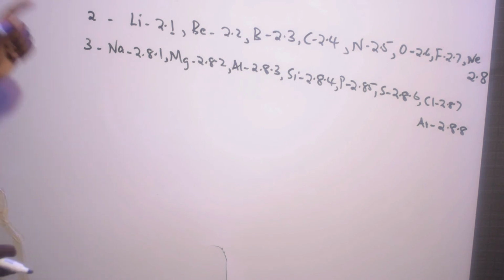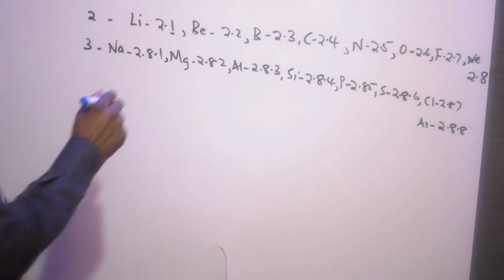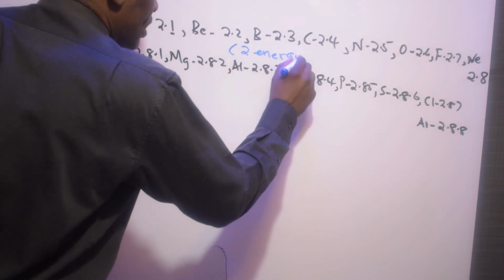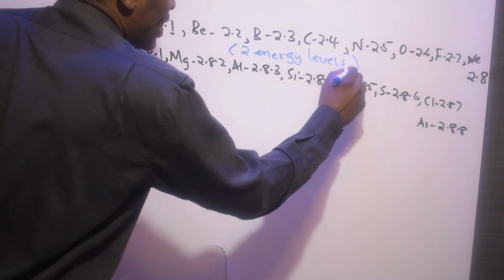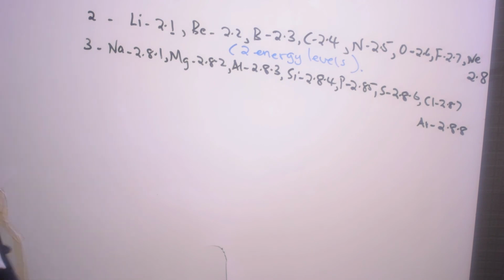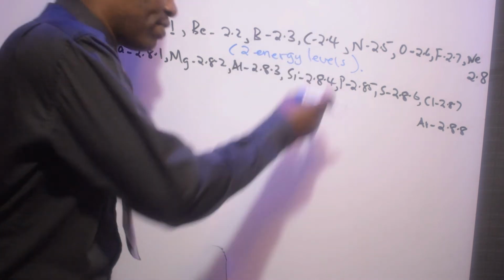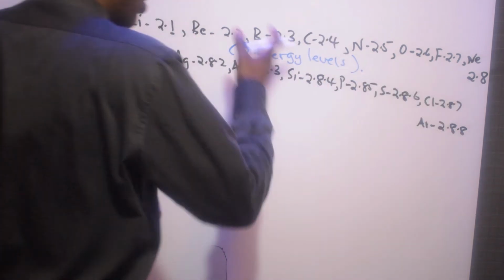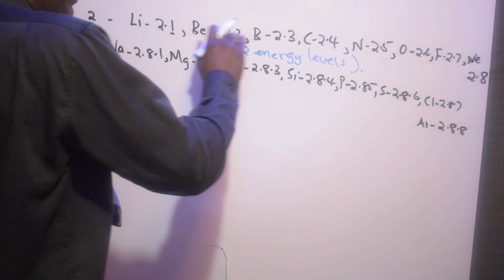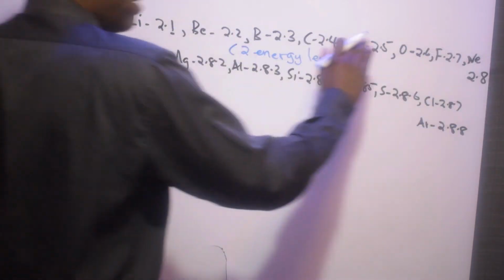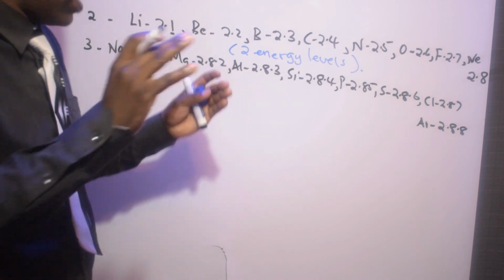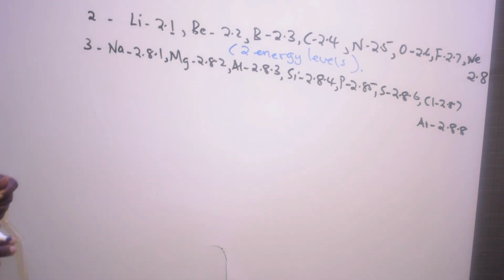In period 2, we are going to have 2 energy levels. Again, when it comes to properties, we don't have any significance of this. If you look at the members of the same period, they will behave differently, and therefore there is no significance as far as the properties are concerned, as far as the periods are concerned.